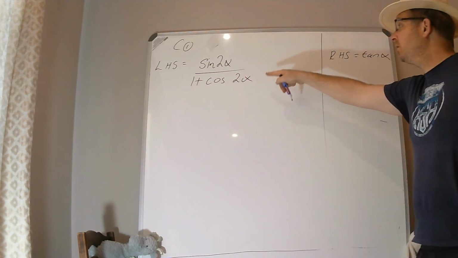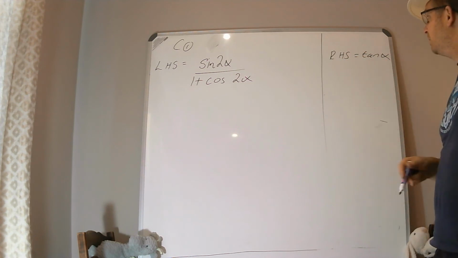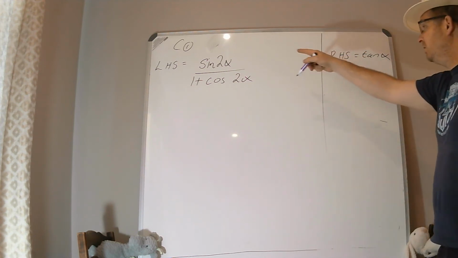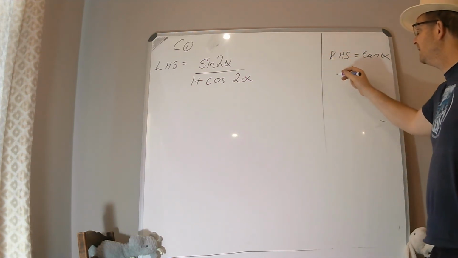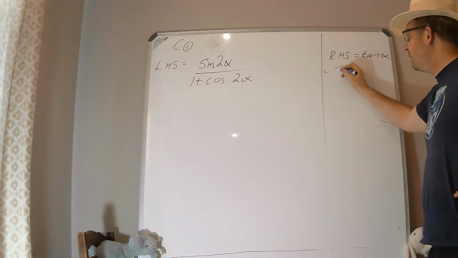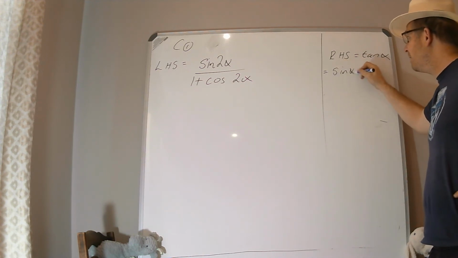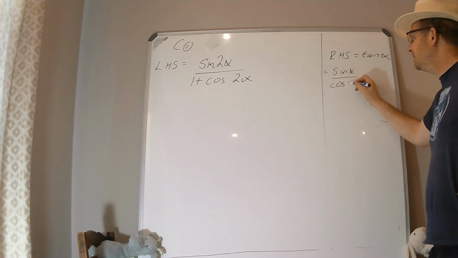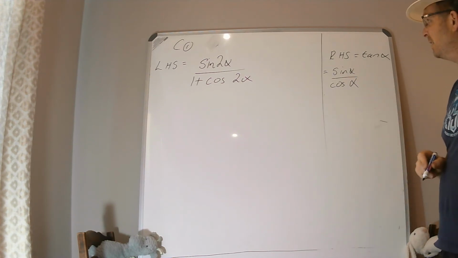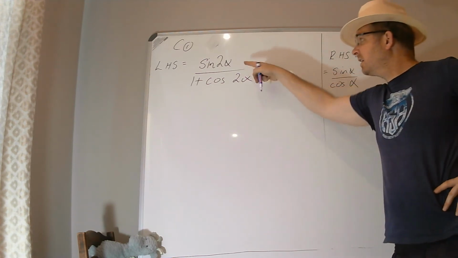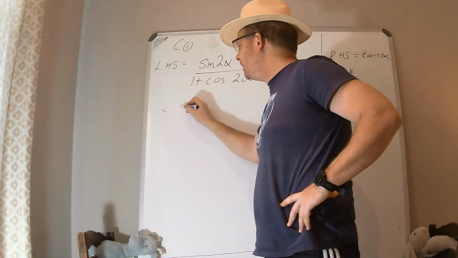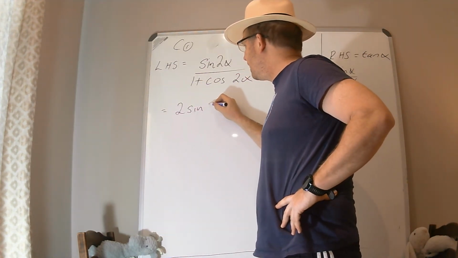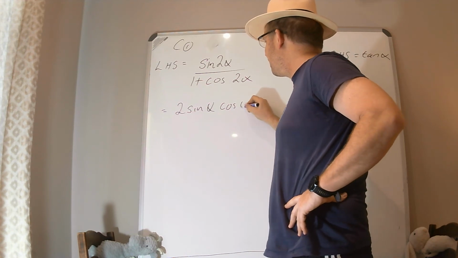I've got to prove, first of all, that sine 2 alpha over 1 plus cos 2 alpha is equal to tan alpha. So, Kwakwa, pick up the easy mark. What's tan alpha? Tan alpha is sine alpha over cos alpha. Right, so now, sine 2 alpha, easy peasy, becomes 2 sine alpha cos alpha.